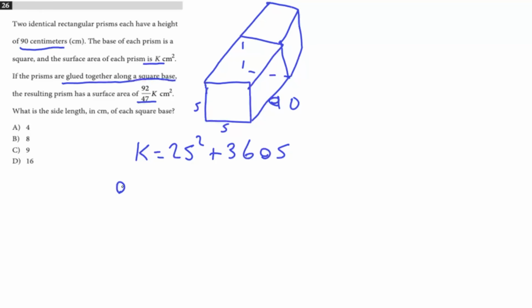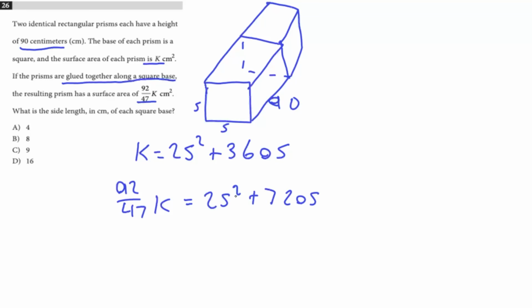So 92/47 K is going to equal, basically we're just going to get the whole thing. So we still have a 2s squared because we have this base and then one in the back here. So it's going to be 2s squared. And then we have all of these rectangles on the outside, but then we're just going to duplicate it on the other side. So that'll be plus 720s.